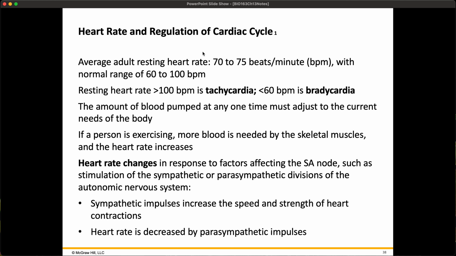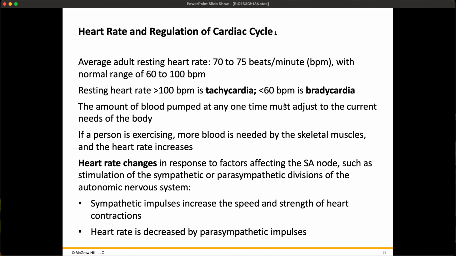So if it's within that range, it's still considered normal, and that's why it's nice to make sure, especially as you're younger, you're checking your blood pressure, you're getting all those things done, because then you can understand what is normal for you. What is your normal heart rate and blood pressure? Anything over 100 beats per minute, though, is considered tachycardia, so an increased heart rate. Anything less than 60 beats per minute, bradycardia, a slower heart rate.